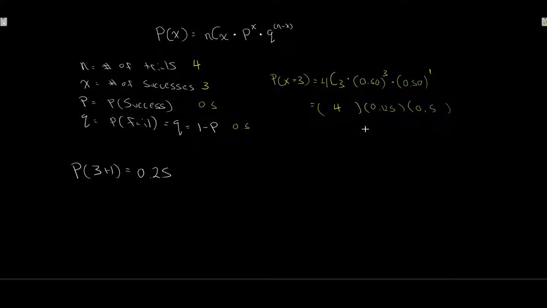Working all this out then, what do we have? We have 4 times 0.125 times 0.5. And all of that works out to give us the probability that x equals 3 is 0.25. Hey, would you look at that, right? We got the same result as we did when we actually worked through this long form by hand.